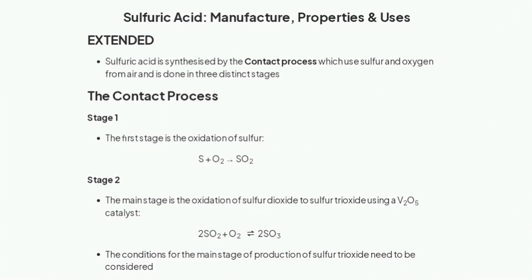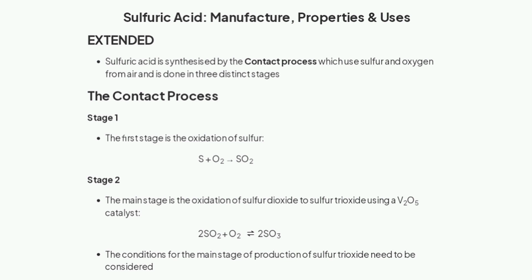Sulfuric acid manufacture, properties and uses. Sulfuric acid is synthesized by the contact process, which uses sulfur and oxygen from air and is done in three distinct stages. The first stage is the oxidation of sulfur, where the sulfur reacts with air or oxygen to form sulfur dioxide. This is what we have discussed.